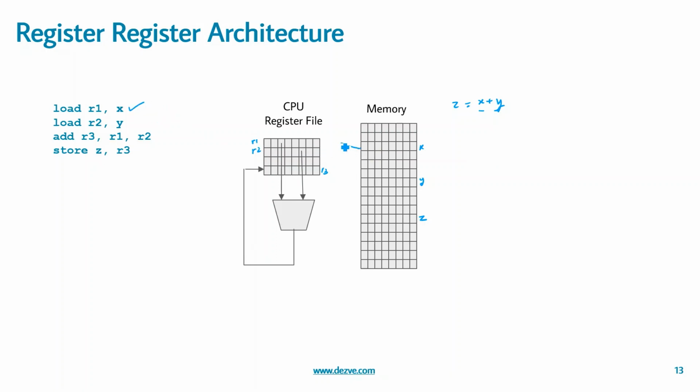Load R2, Y will bring this data into this, and then add R3, R1, R2 will basically perform the instruction add on these two data, and the result will be stored here. This is R3, and store Z, R3 will basically take this value of R3 and will store back to the Z.